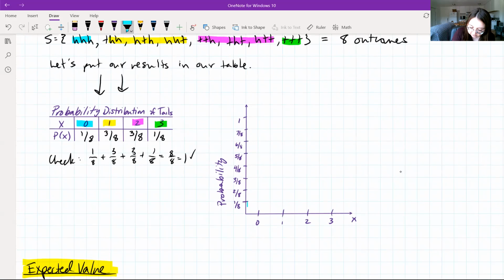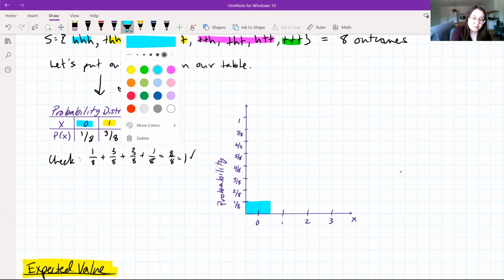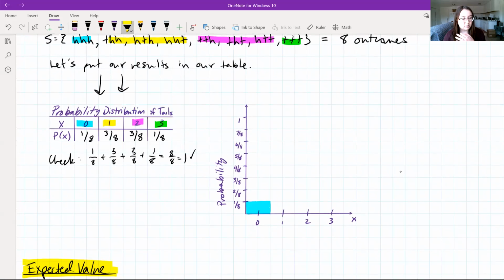So we're just going to fill in our box. And there we go. That's our first bar in our histogram. Now we can do our second. So we know that the probability of getting 1 tail out of 3 coins is going to be 3 divided by 8. So let's just put this in our histogram.